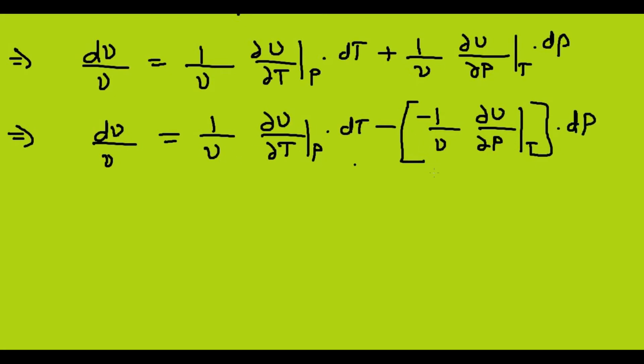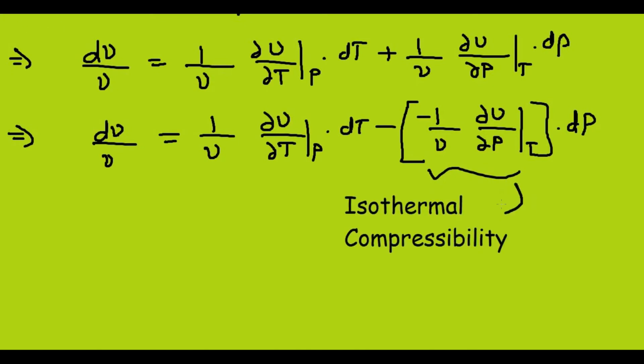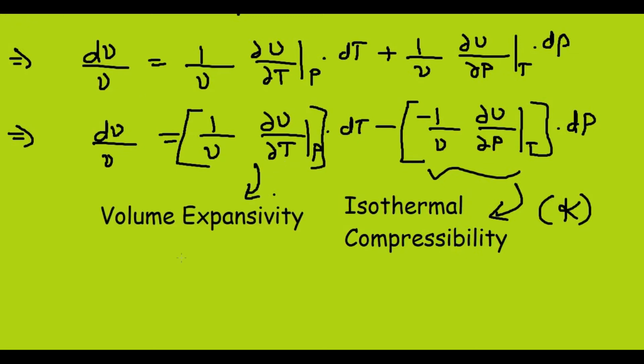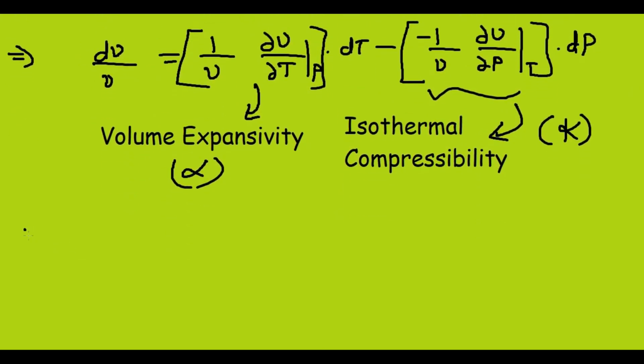So this term which is inside the bracket is known as isothermal compressibility. I will denote it with the Greek letter kappa. And this term, which is 1 by V del V del T at constant pressure, I will also put a bracket in front of this. This is known as the volume expansivity. I will denote this with an alpha. So I can rewrite this expression as dV by V is equal to alpha dT minus kappa times dP.